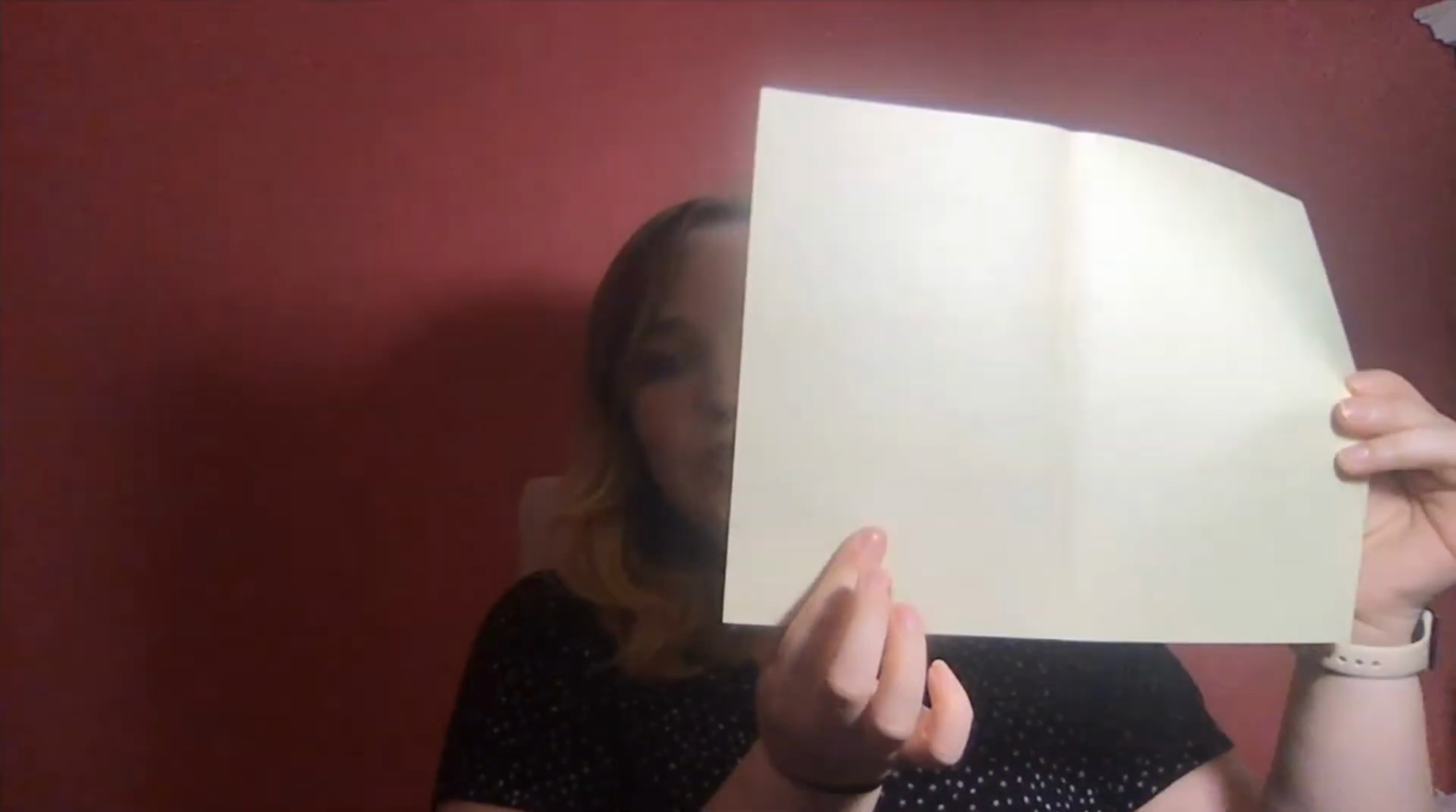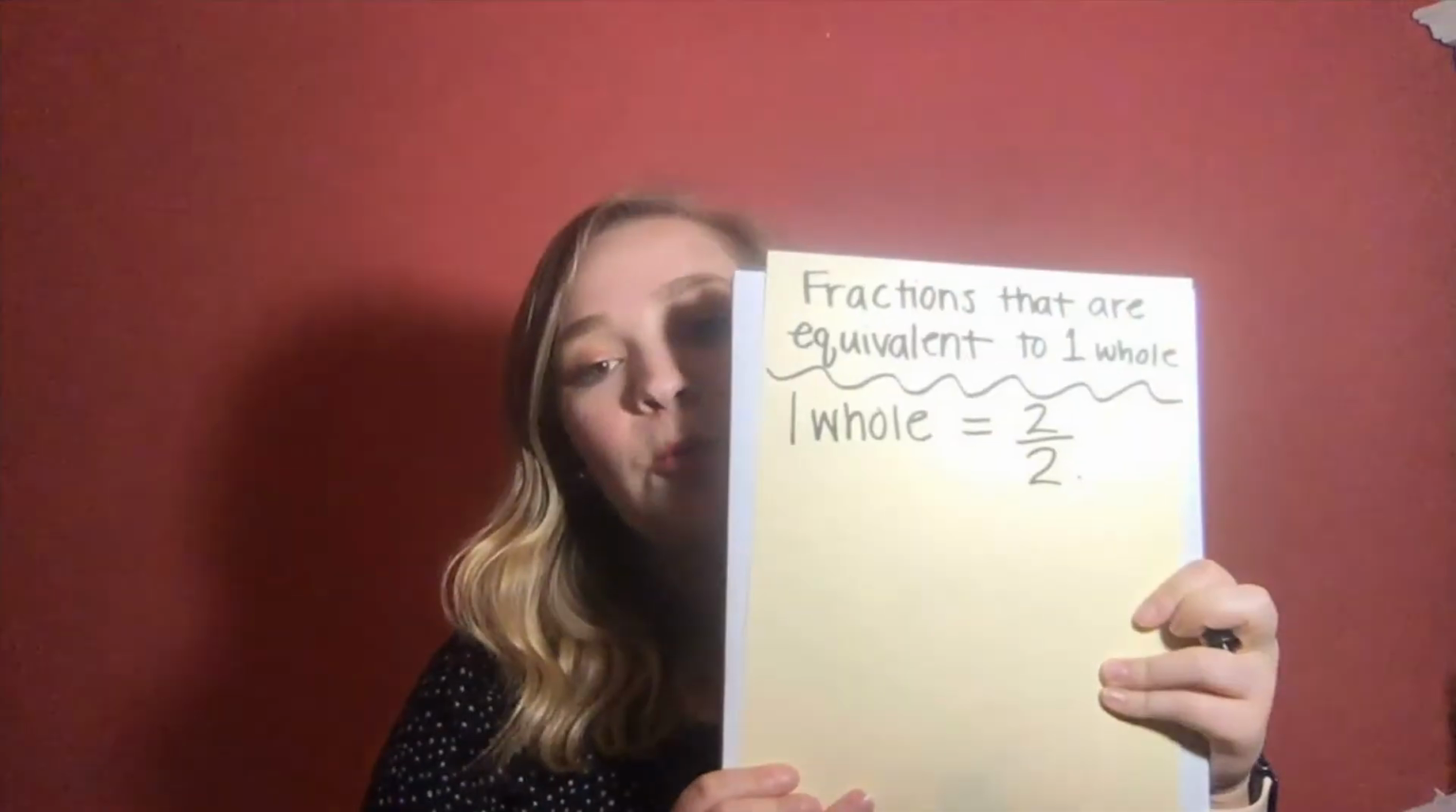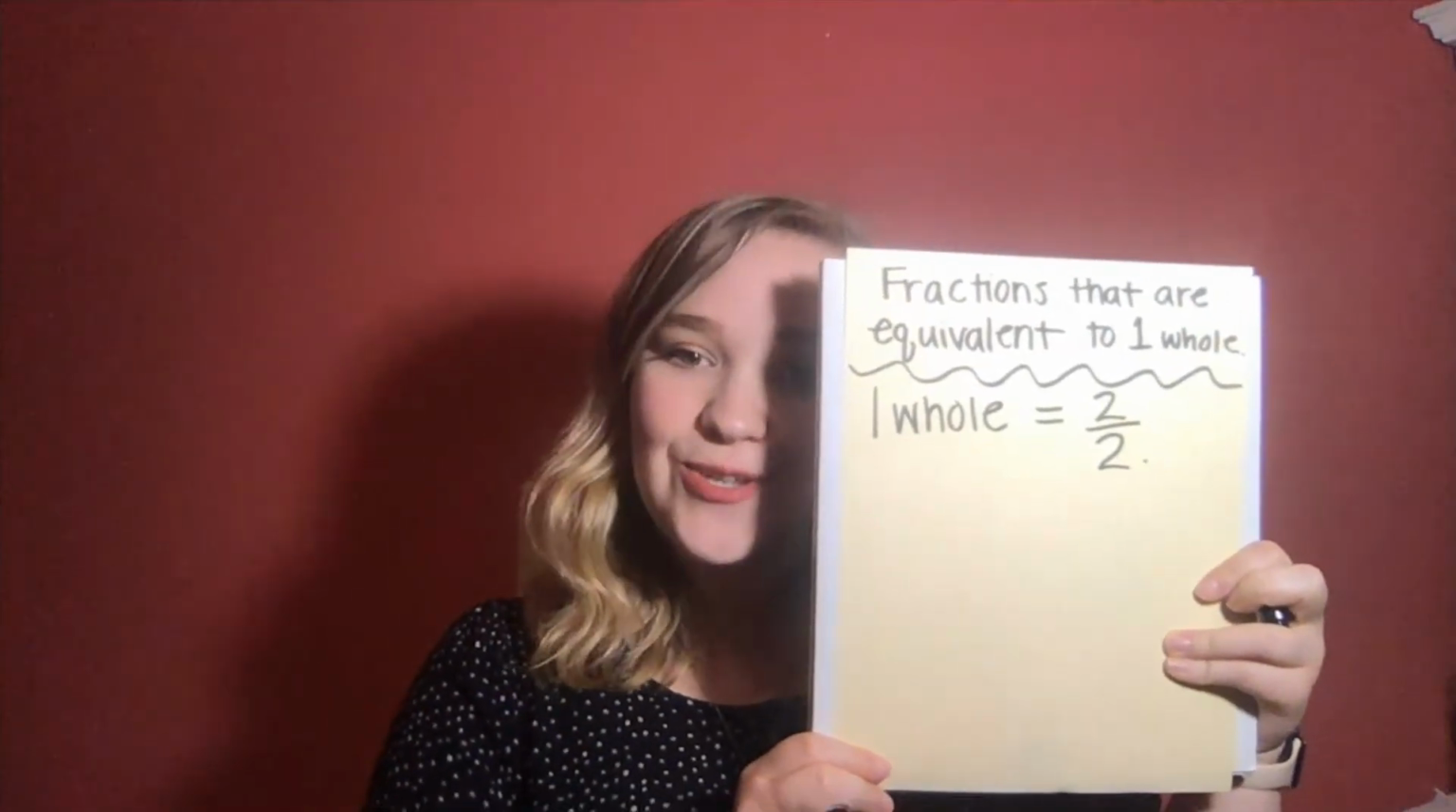But what happens if I fold the sheet of paper? Now I have 2 equal parts of my paper. So 2 halves is equal to 1 whole. I can come over here and record it on my sheet. 1 whole is equal to 2 halves.